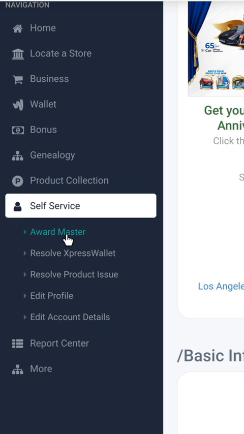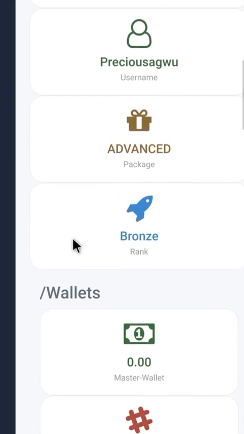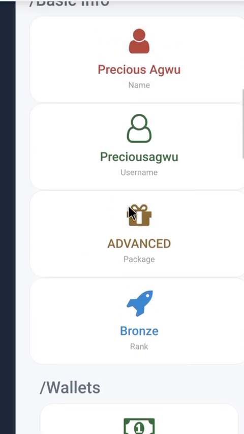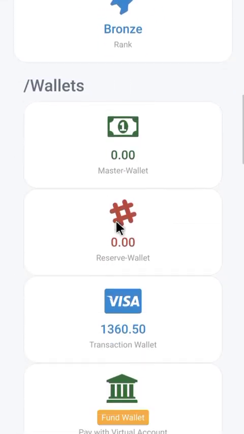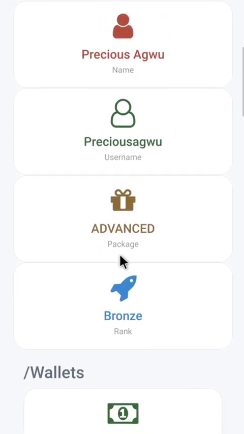So for this particular account, let us check this particular person here. This account is on bronze rank. Of course, as I've showed you, you know how to study this particular environment and what all these things stand for. So checking here now, the package is advanced package. So this particular person's account is an advanced package. Now the current rank of this person is bronze rank, so it means that the next rank this person will be pursuing will be what?